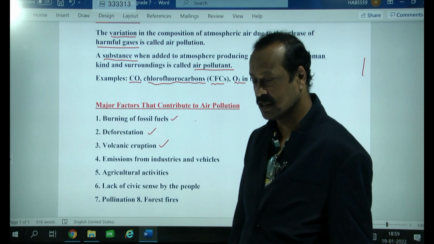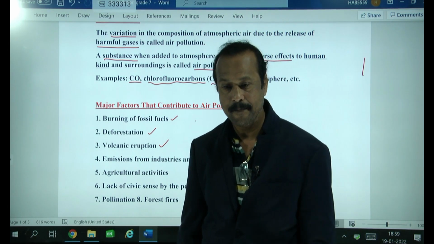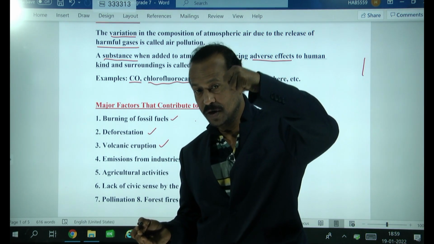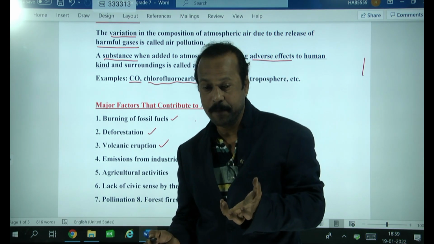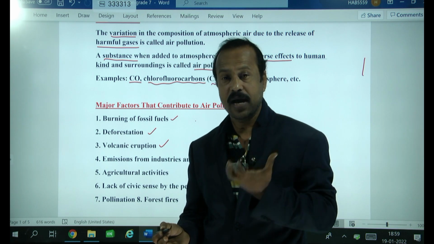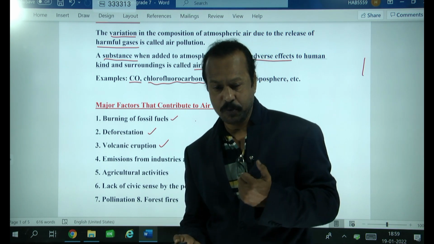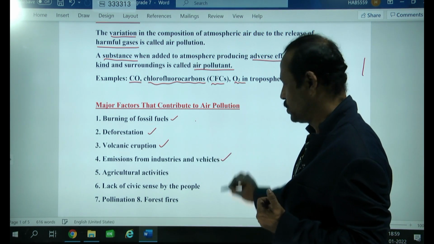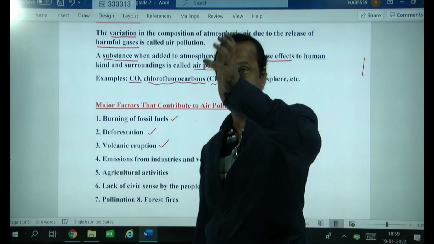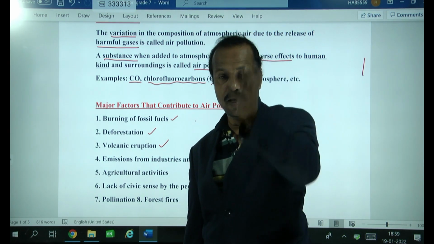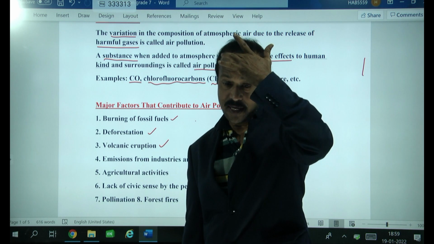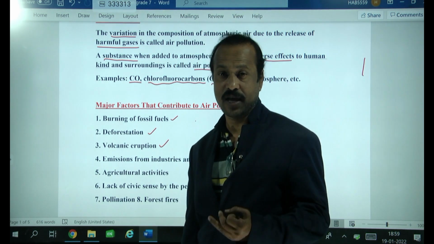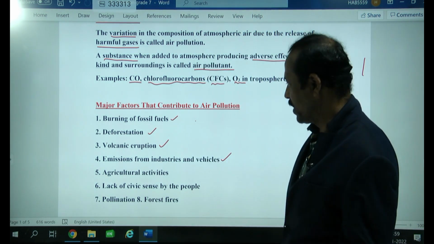Next, volcanic eruptions. When they erupt, smoke is released. This smoke consists of a lot of particles which cause air pollution, right? Then emission from vehicles and industries. In industries a long chimney releases a lot of smoke, containing unwanted gases like carbon dioxide and sulfur dioxide. Vehicles also release many gases.